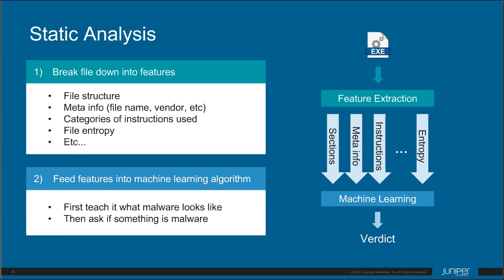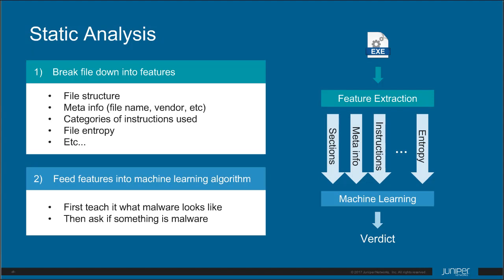Next step in static analysis, what we're going to do is a first stage of breaking the file down into features. We are not going to analyze the file as if it was a single entity, but we are going to extract all the features from this file. Let's say we're going to get the entropy, the meta info, and all the sections of this file.